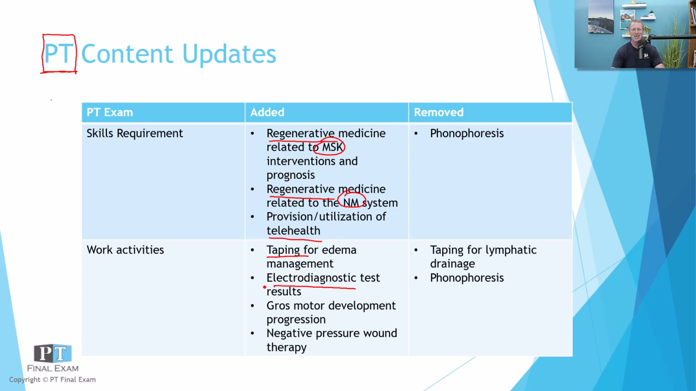Gross, gotta make sure I spelled gross the right way here, but gross motor development. We're talking about pediatrics, and then negative pressure wound therapy, or wound vacs. These are already somewhat tested, but they will continue to increase the number of items related to negative pressure wound therapy, more commonly known as a wound vac. This is where that negative pressure helps to offload the exudate from a wound.